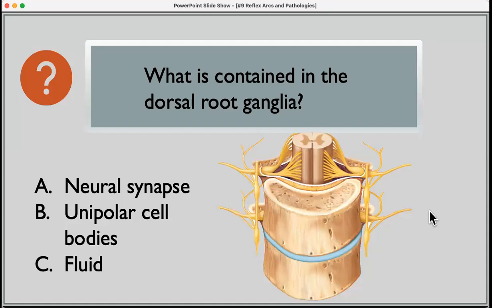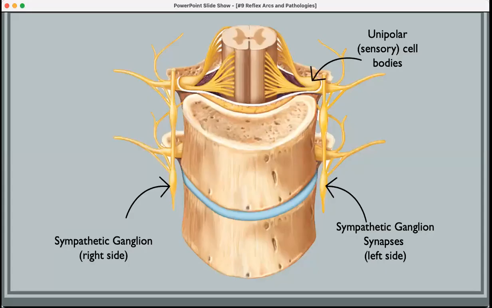So quick test on your memory. What is contained in the dorsal root ganglia? And the dorsal root ganglia is right here. This is an anterior view. This is the spinal cord and the vertebral processes. Is it a neural synapse, a unipolar cell body, or fluid? And this is the dorsal root ganglia. And the answer is it's a unipolar cell body, an accumulation of multiple cell bodies.